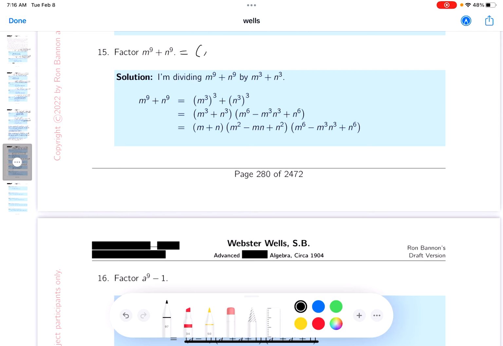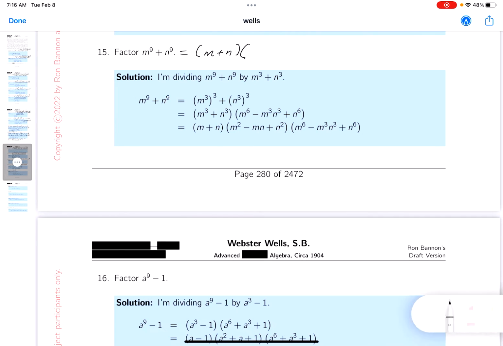And let me write this down as m plus n. And then let me just get rid of the ruler. I don't know what happened there. I touched it, I guess.